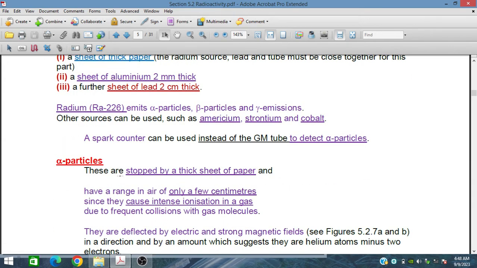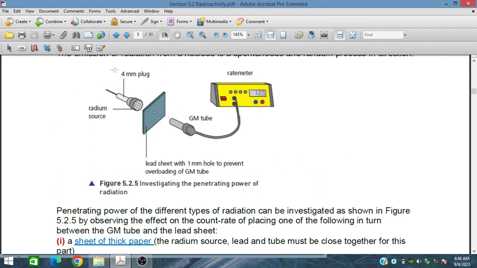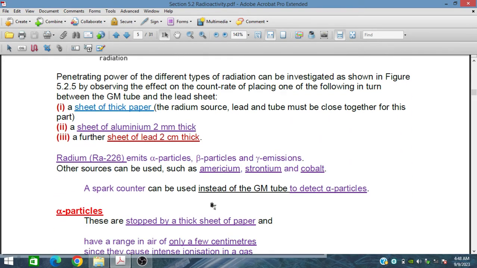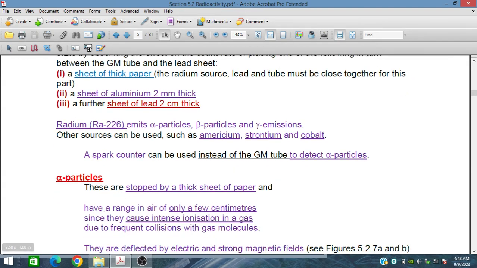Alpha particles are stopped by a thick sheet of paper and have a range in air of only a few centimeters, so they cannot penetrate to a larger distance.